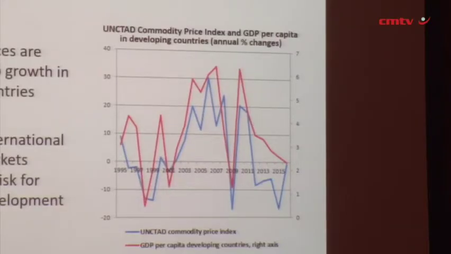Commodity prices and growth. The line in blue depicts the UNCTAD commodity price index, but you could really use any commodity index that is out there. And the red line is GDP per capita growth in developing countries. And by just looking at this graph, you can see how closely linked these two series are. Which of course means that volatility on international commodity markets translates directly into risk for growth and development.